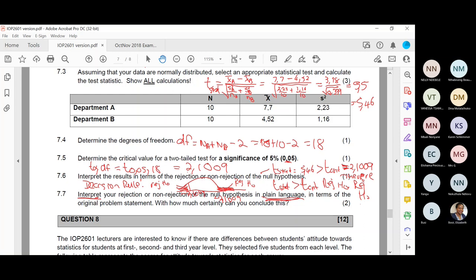So, because they say with how much certainty can you conclude this? Because it was 5%, what will be the certainty of that? It will be 1 minus 5% or 1 minus 0.05, which is 95% certainty. So you're going to state it in the way that you will say with, or you can say you are 95% certain that there is a difference between, how did we state this?